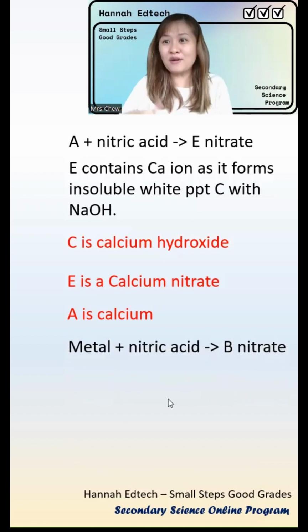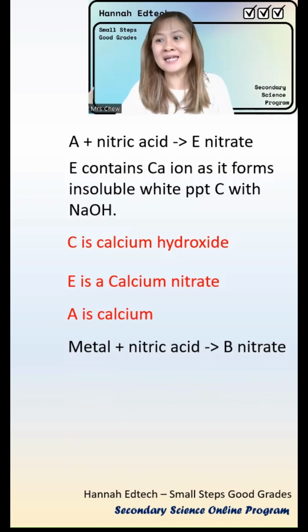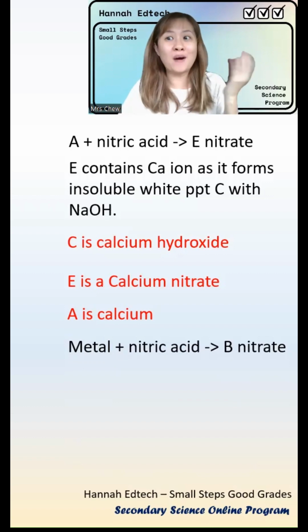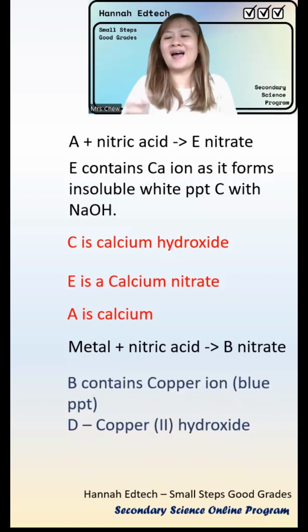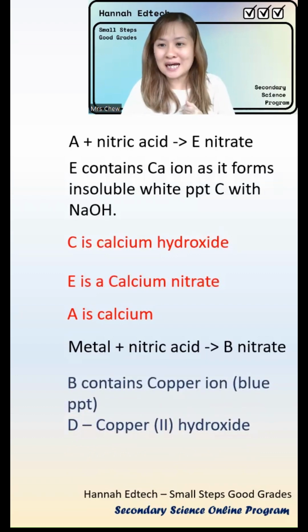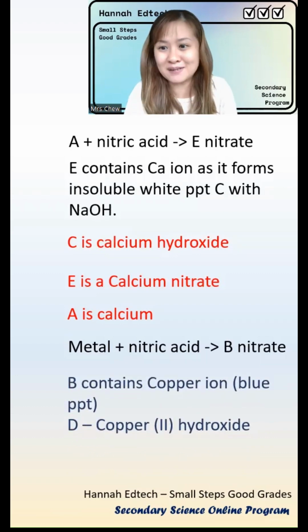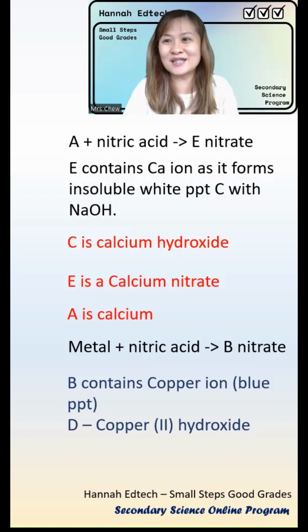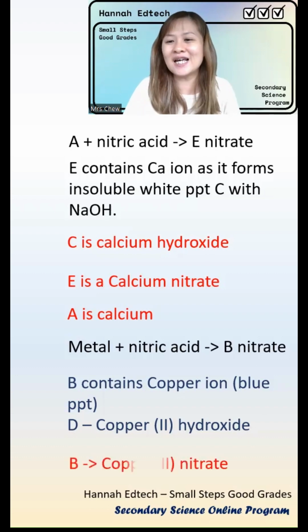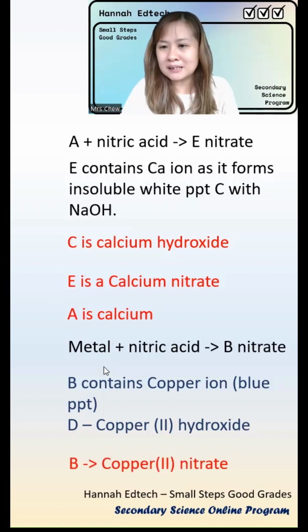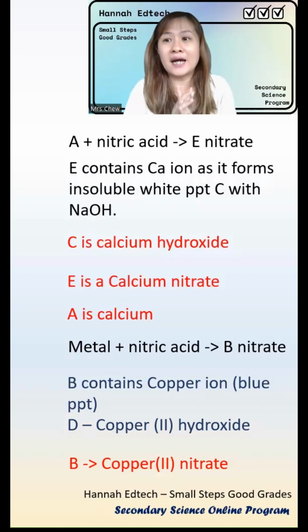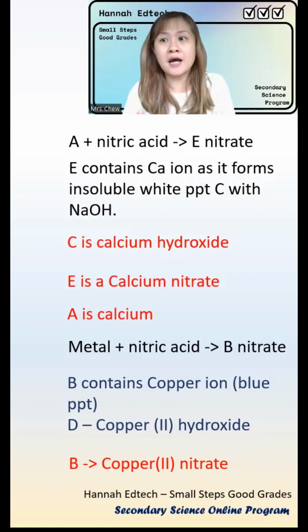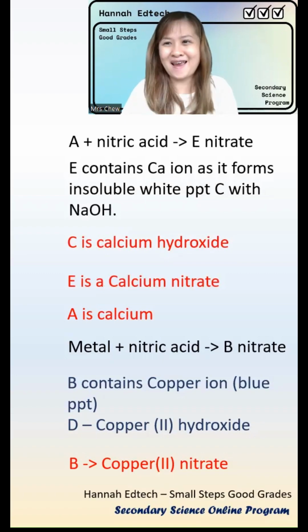Another set of metal with nitric acid producing B nitrate. I don't know what metal ion, hence, I put it with sodium hydroxide and it gives us a blue precipitate, and hence it is copper. So D is copper hydroxide and B is copper nitrate. So this metal is copper. So generally, copper will not react with dilute acid at room temperature and pressure. But once you heat it, it will react.